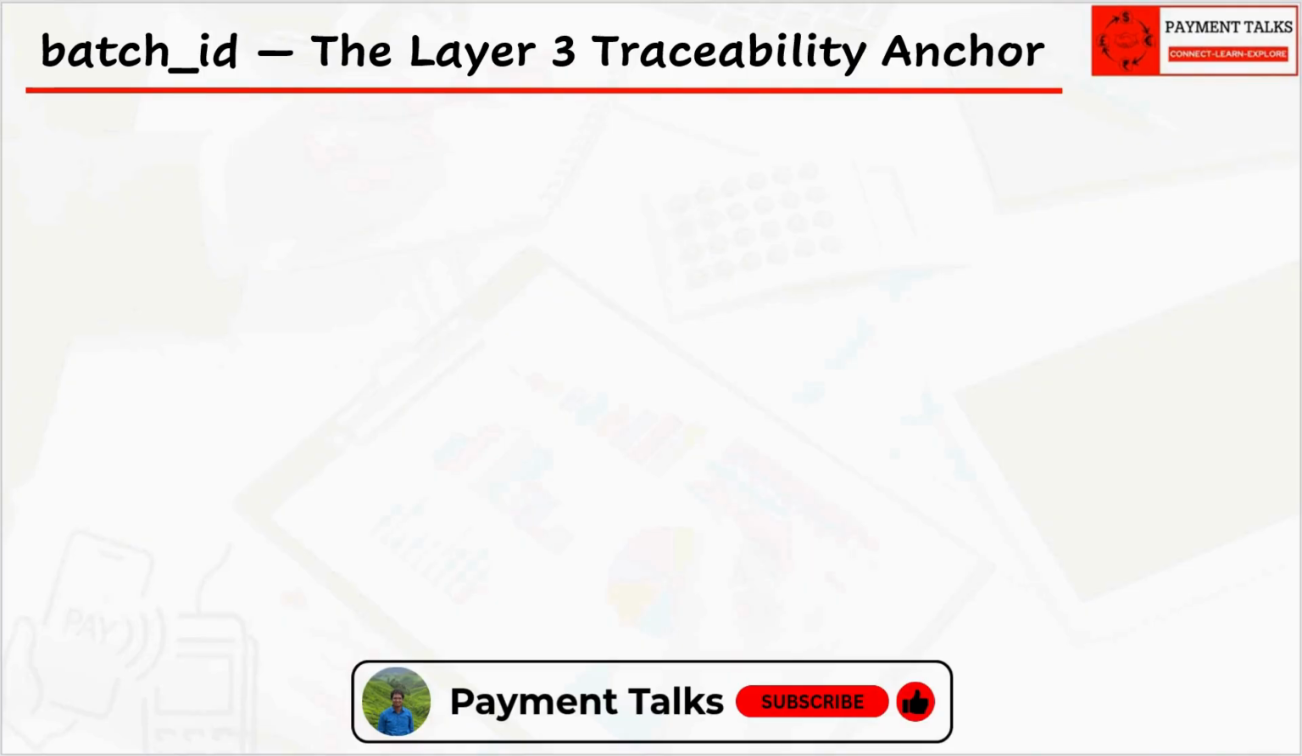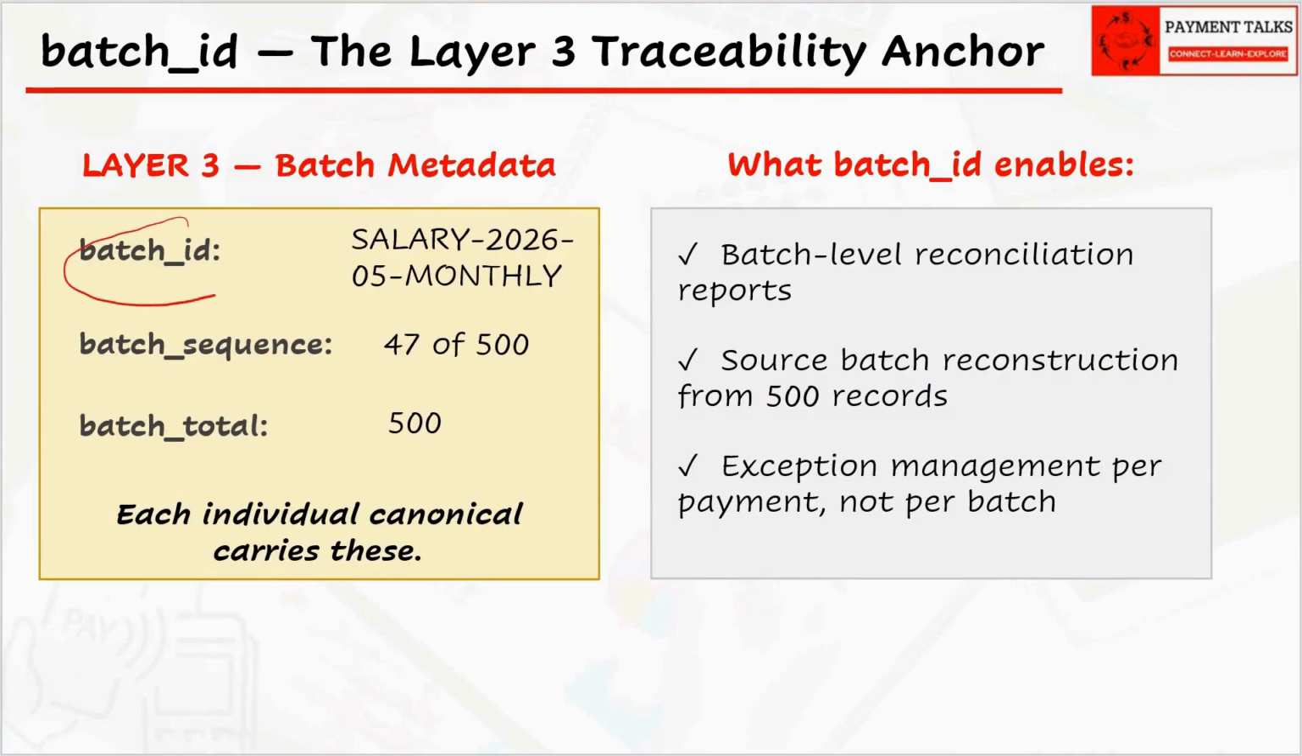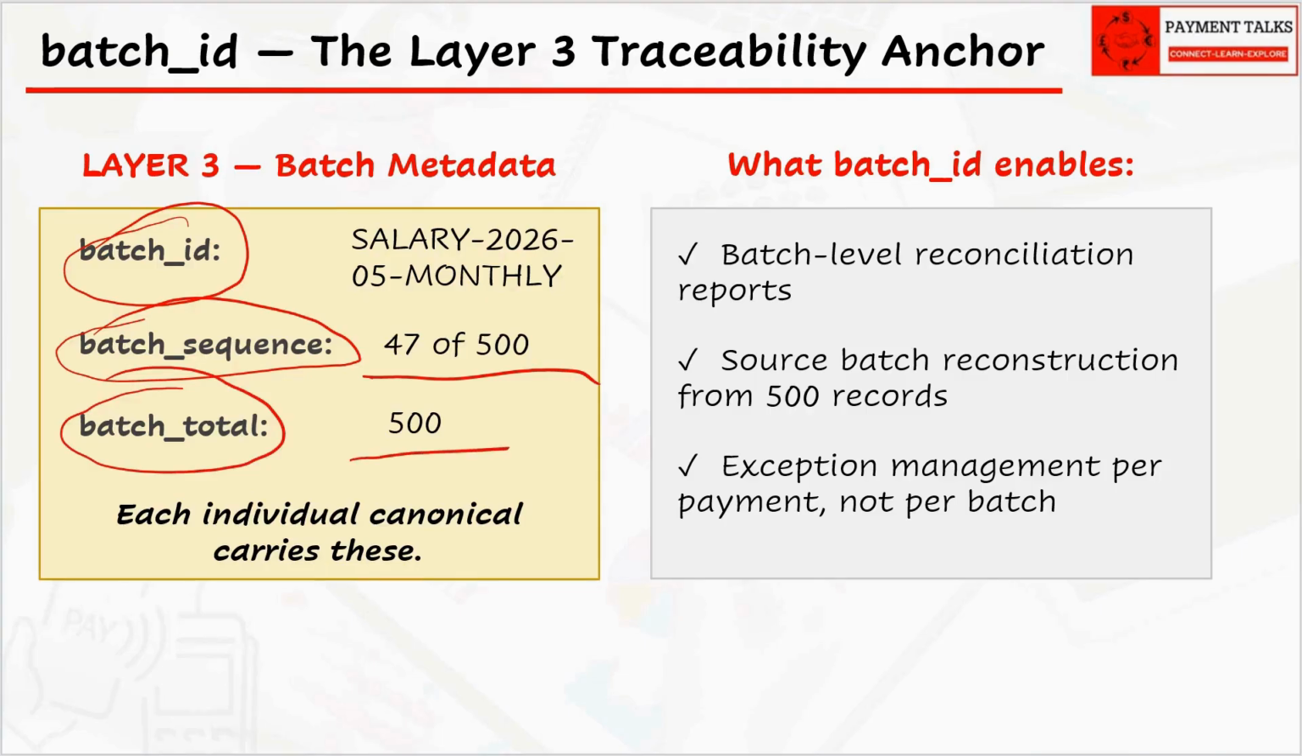The 3 layer 3 batch metadata fields do most of the operational work. Batch ID ties every individual canonical instruction back to its source batch. This batch ID tells the operations team exactly which payroll run produced this instruction. Batch sequence tells the system this is canonical number 47 of 500. So the complete batch set can be reconstructed if needed. Batch total tells any reporting query how many instructions to expect from this batch.